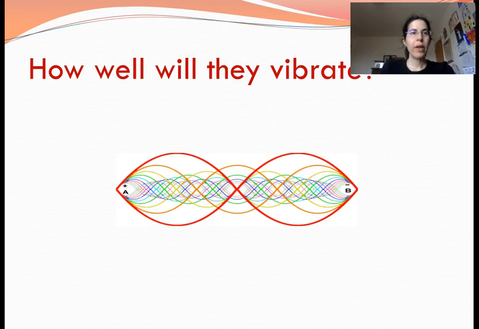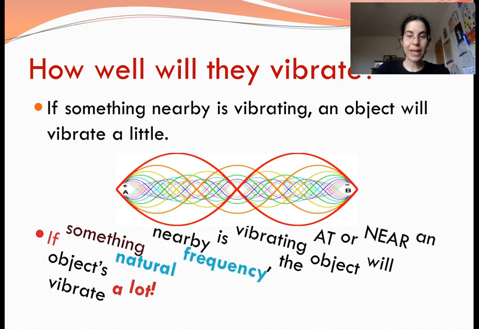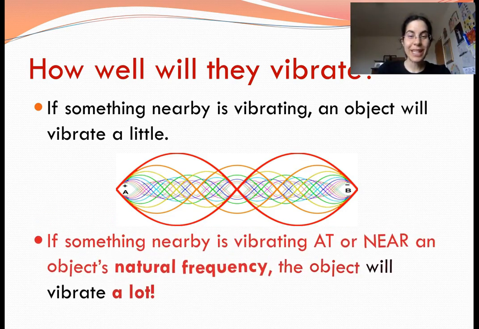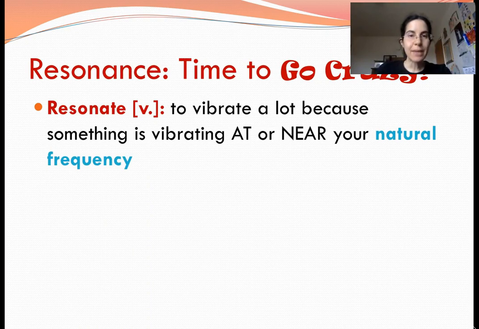Now that we know that they'll vibrate, and that they'll vibrate best at their natural frequency, let's specify how well objects will vibrate in sympathy with other objects. Well, if something nearby is vibrating, an object will vibrate a little. But if something nearby is vibrating at or near the object's natural frequency, the object will not vibrate a little, it will vibrate a lot. And this is what we call resonance. Resonance is when an object simply goes crazy. If you're resonating, it means you're vibrating a lot because something nearby is vibrating at or near your natural frequency.